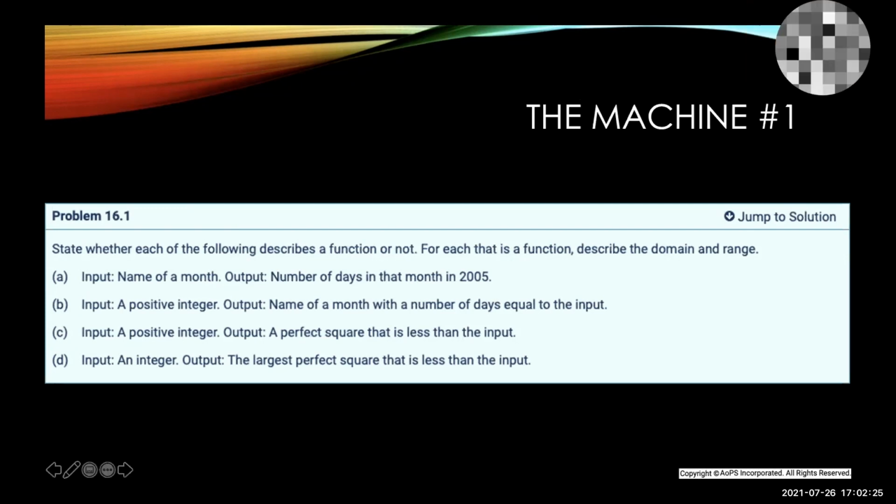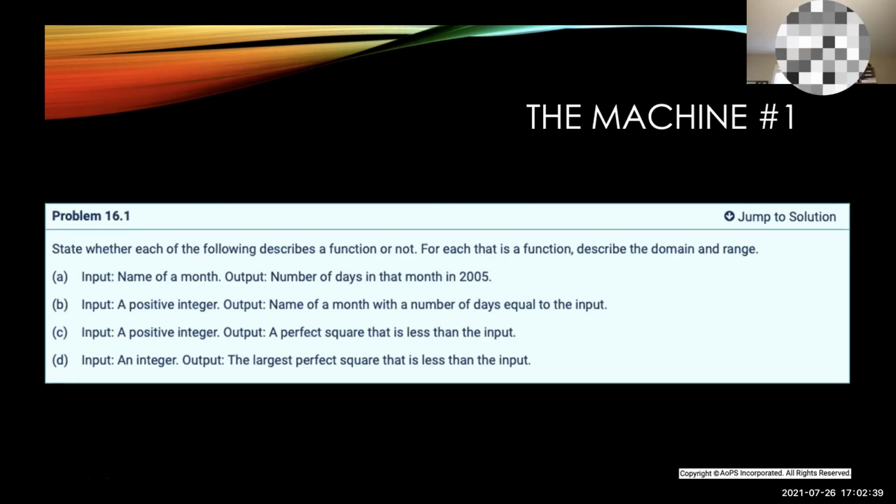This is a very simple problem. State whether each of the following describes a function or not. For each that is a function, describe the domain and range. I'll give you 2 or 3 minutes to try this. The domain is what values you can put in for the input, and the range is what values you get out for the output. Also send in your answers to me once you're done so I know how far everyone is.